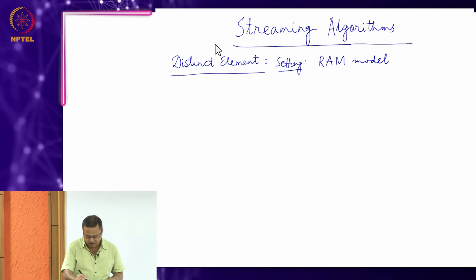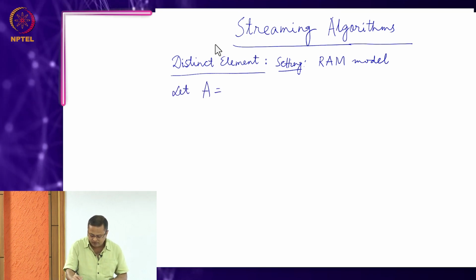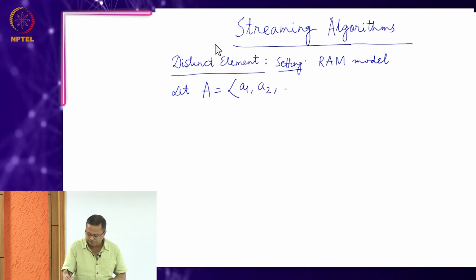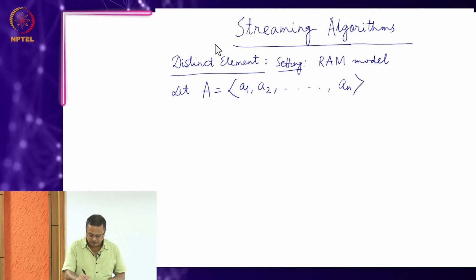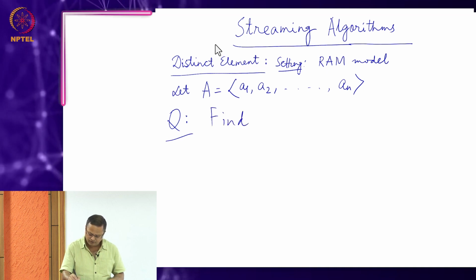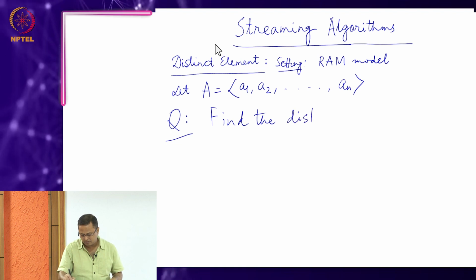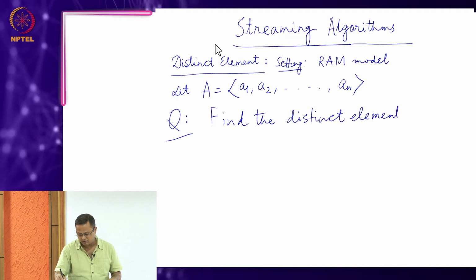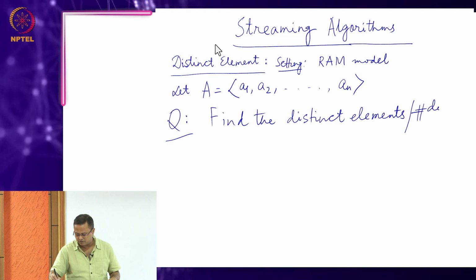So, your problem is as follows. You have an array say having these elements A1, A2, ..., AN, and your question is: find the distinct elements or the number of distinct elements.